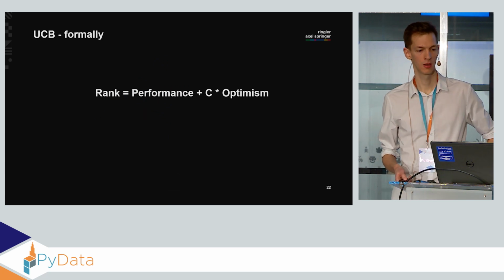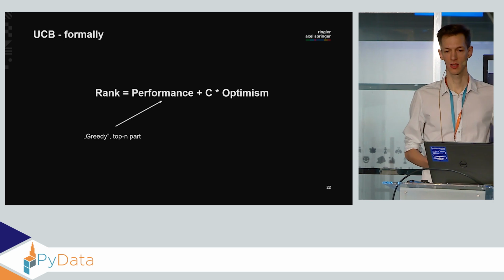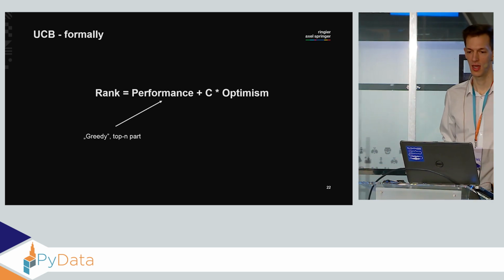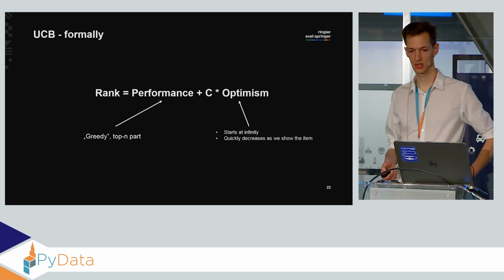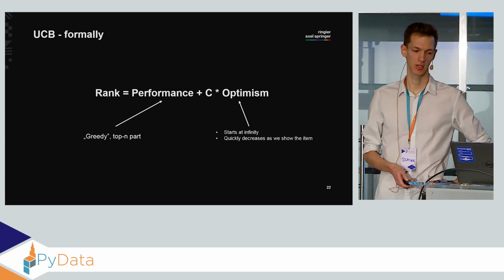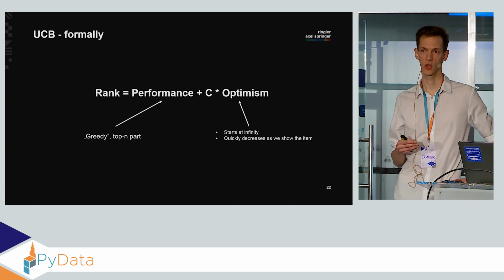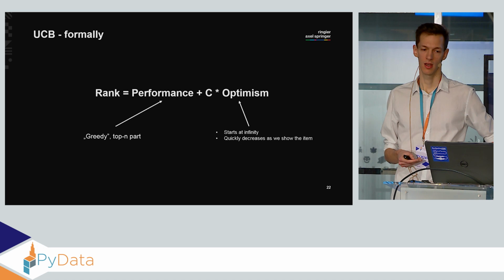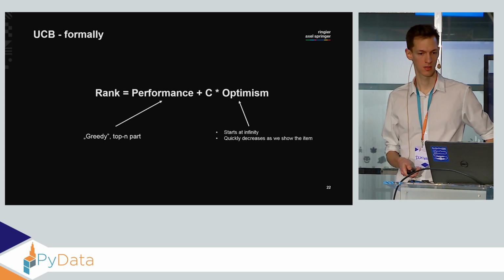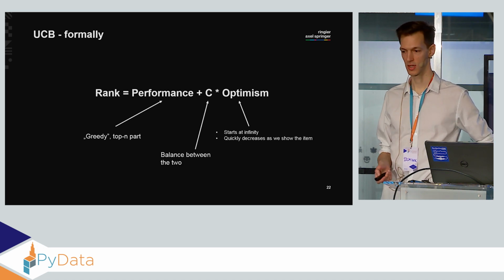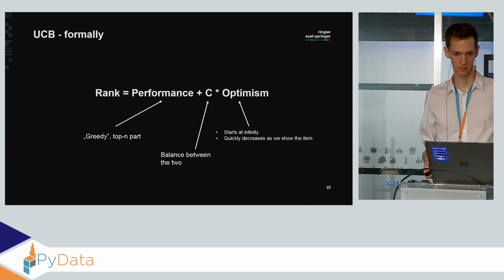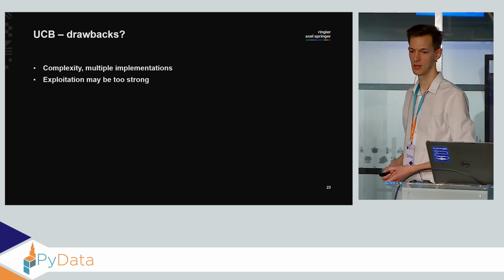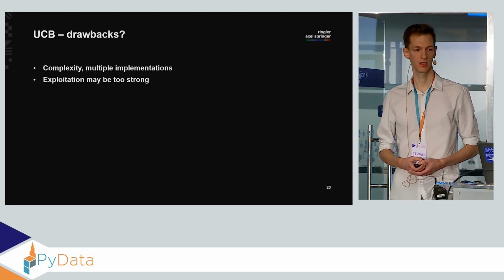More formally, our new rank is defined as the sum of performance, which is just the greedy top N part, and optimism, which, like I said, starts at infinity, but quickly decreases as we show the article more and more, so that a given article has to rely only on its performance. And C is the parameter that will balance the two. So like I said, this might help us with the lack of flexibility in exploration.